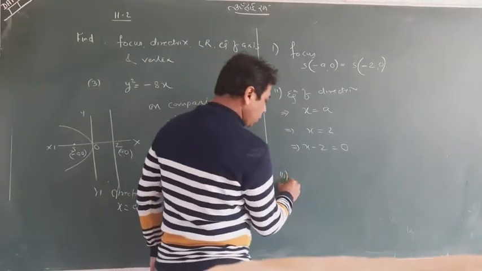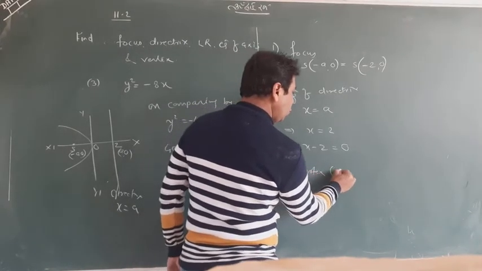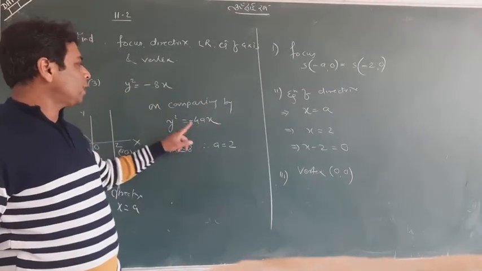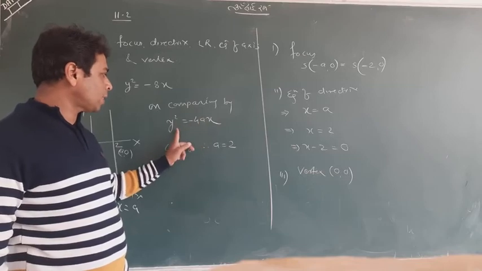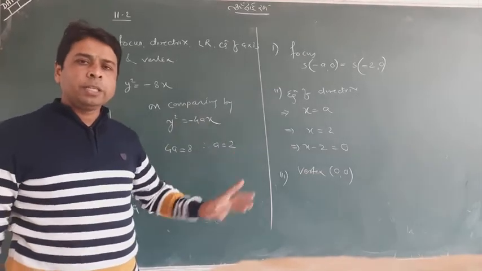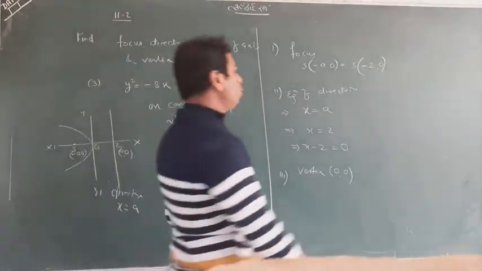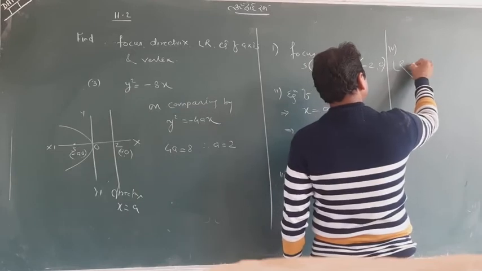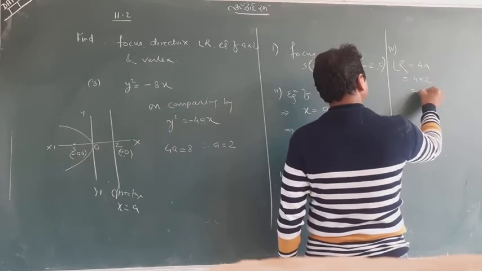The third thing, what is the vertex? One should know, whenever you compare y square equal to minus 4ax, y square equal to 4ax, x square equal to 4ay, or x square equal to minus 4ay, in these 4 parabolas the vertex is always (0, 0). Fourth thing, the length of the latus rectum is always 4a, which is 4 into 2, 8.